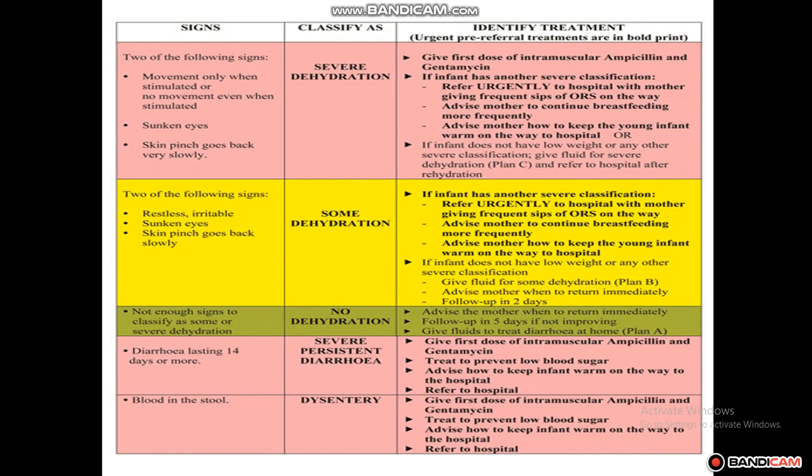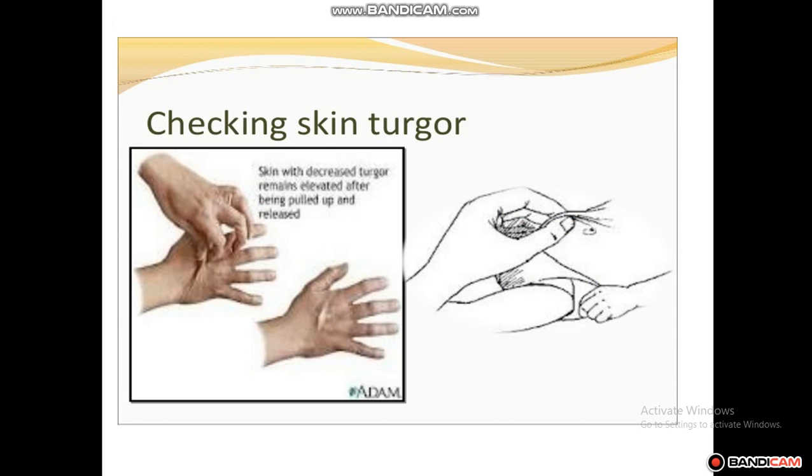If there is severe persistent diarrhea, diarrhea lasting 14 days, then immediately refer to the hospital. The patient has to be on IM injections and has to be hospitalized. If there is blood in the stool, that is dysentery, then the patient has to be on IM injection, blood sugar has to be checked, and the child has to be in a hospital setting. So that is about diarrhea and dehydration.